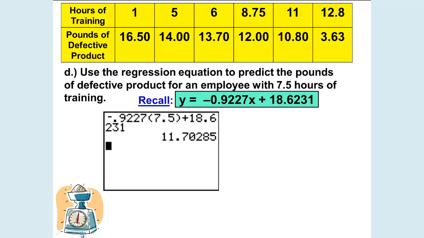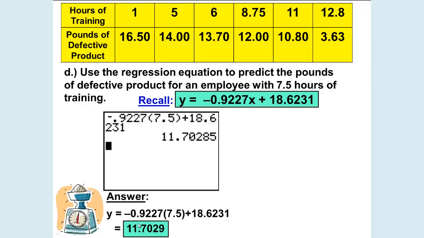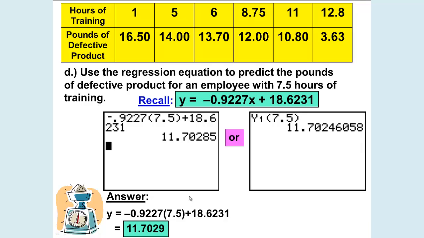And to make our prediction, we just plug in 7.5 for our X, and then type it in on the calculator. That gives us 11.7029, and we want to round that to the same number of decimal places as our defective product, so we should really round that to 2 decimal places. Or we can type in y1 parentheses 7.5, and the calculator will plug it in for us, and we get approximately the same answer, especially if we round to 2 decimal places: 11.70.